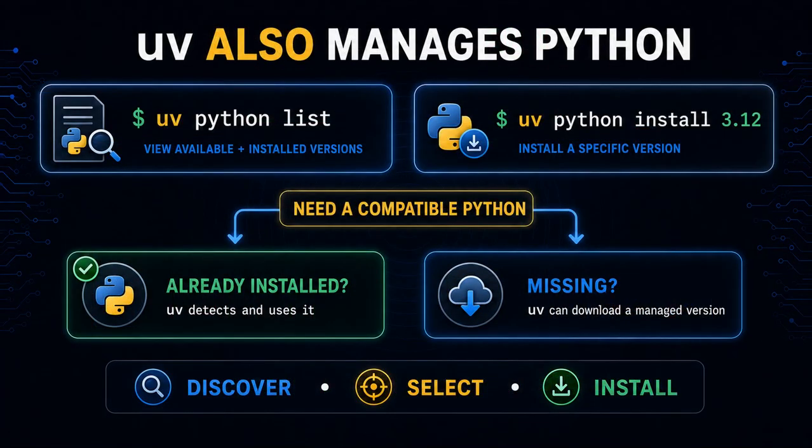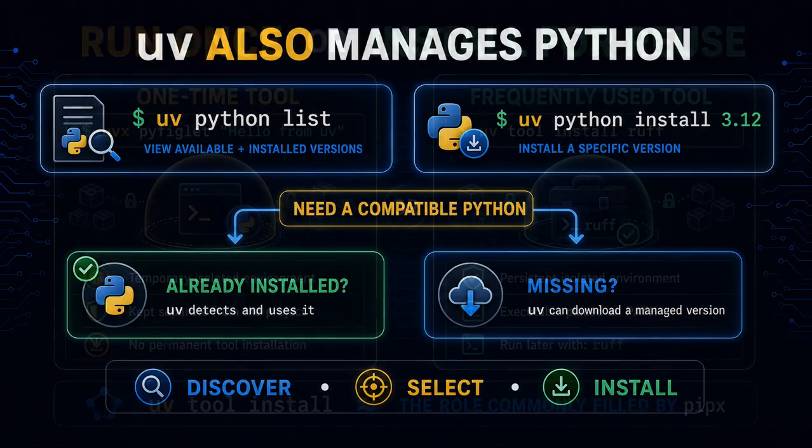UV's scope extends beyond managing project dependencies. It can also find and install Python itself. uv python list shows the versions that are available or already installed. uv python install 3.12 installs a managed copy of that specific version. UV normally detects and uses an existing compatible Python installation first. If the required version is missing, it can download one automatically.